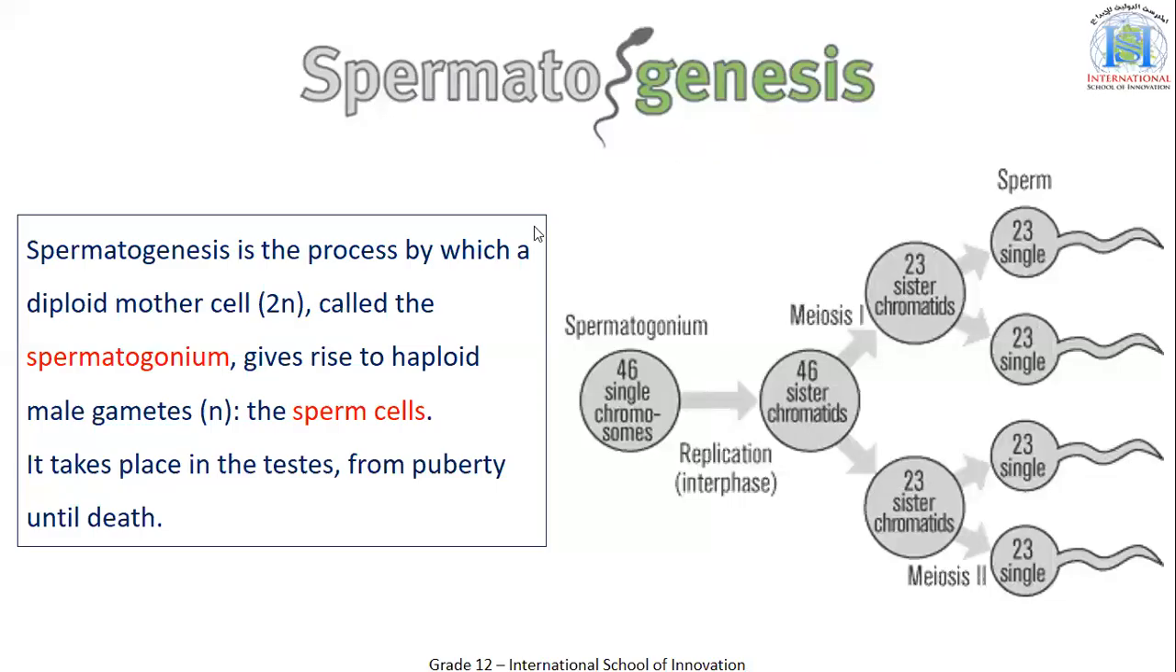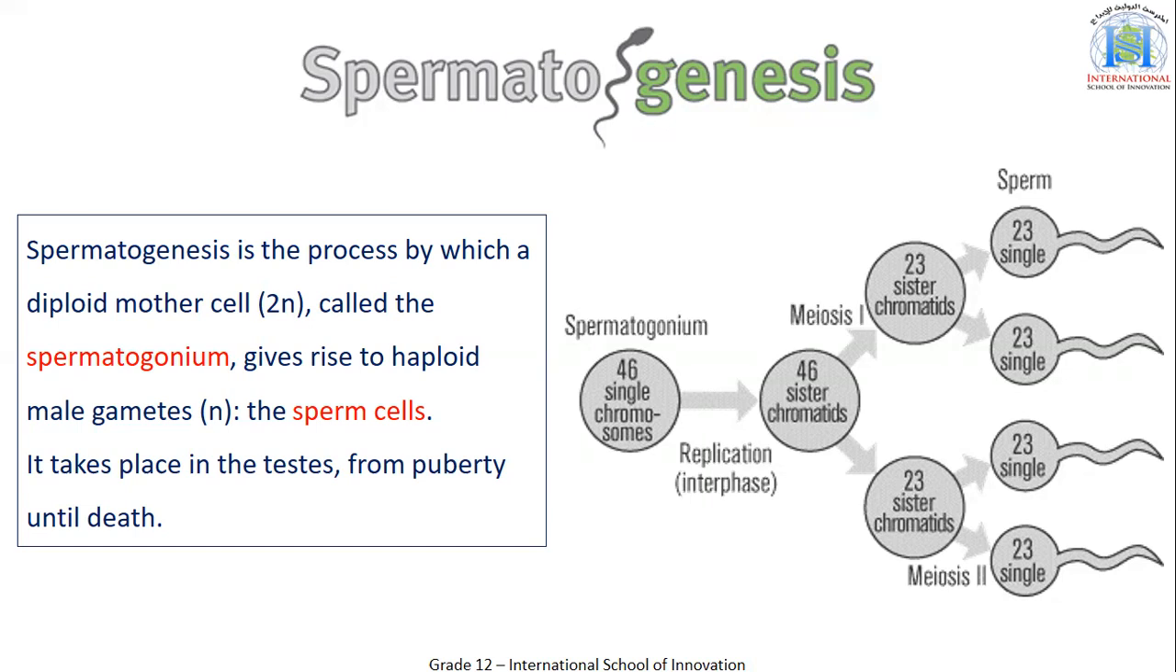Hi, grade 12 students. So as I mentioned previously, both mitosis and meiosis are done in order to form the sex cells, the sperm cells and the ova.